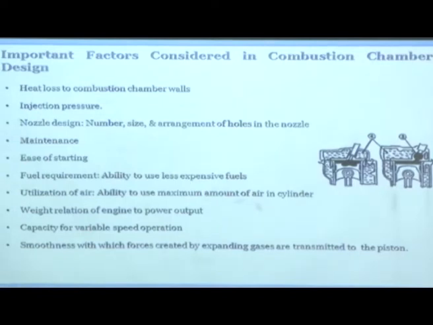Then capacity of variable speed operation. For example, there are some engines which are always operated at fixed speed. For example, generator engines always operate at 1500 RPM, whereas automotive engines operate from 600, 700 RPM all the way to 5000 RPM, right? For a car engine typically. So this is also affected by combustion chamber design. Then smoothness with which forces created by the expanding gases are transmitted to the piston. So this is also affected by the design of the combustion chamber.